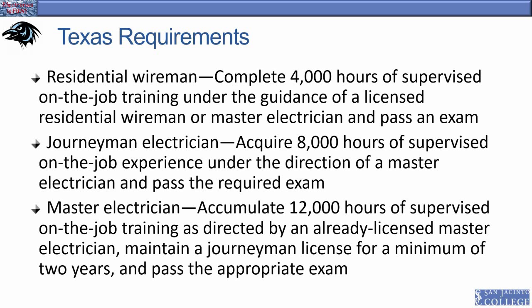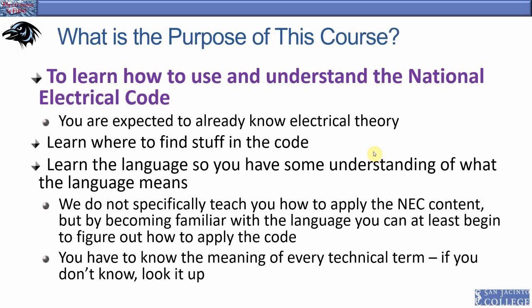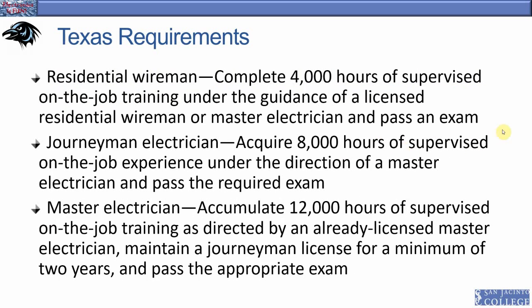And of course, to be a master electrician, the standards are even higher. 12,000 hours is about 6 years of experience under a master electrician. So shoot for becoming a journeyman first. It's about 4 years of supervised on-the-job experience, maybe 5. And I'm going to stop right there.